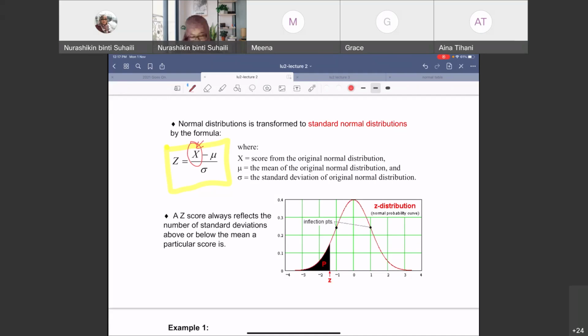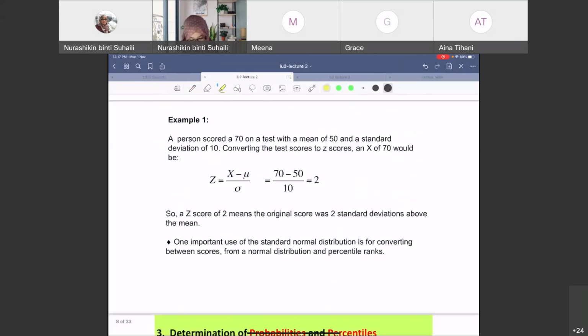So we'll have a look at how to know what the X value is. But the X value is basically the score from the original normal distribution. Okay, so in order to use the table, we have to convert it into a Z value. So that's why this formula is very important for you to refer to, in order to convert the X to a Z value.